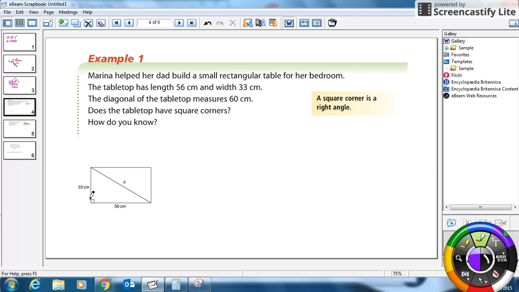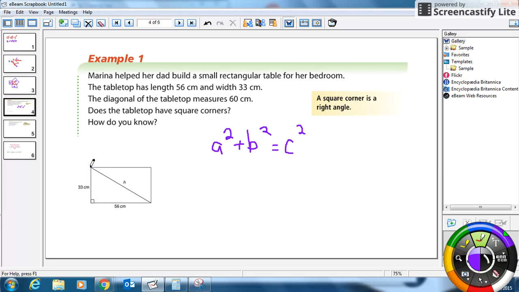So basically what they're saying is, this angle right here, where this leg and this leg meet, is it a 90 degree? Well, we can use Pythagorean's theorem. So we know that a squared plus b squared should equal c squared. Okay, well, let's start plugging in numbers here.